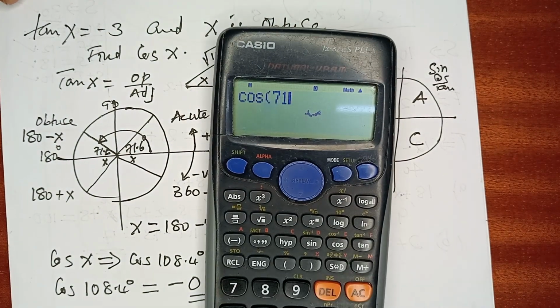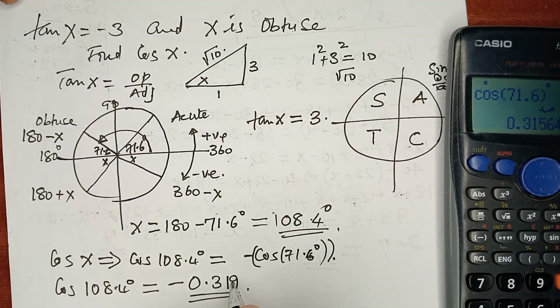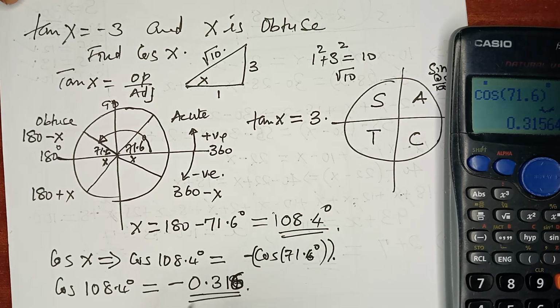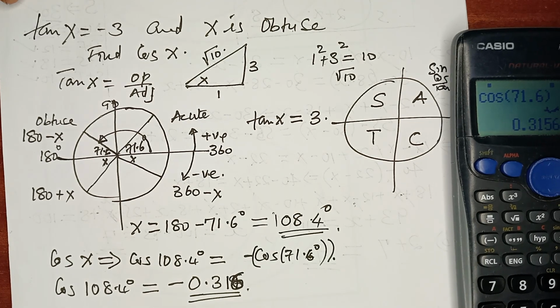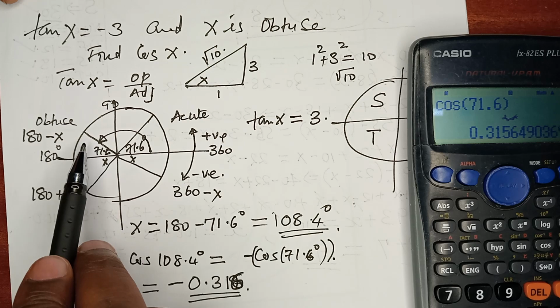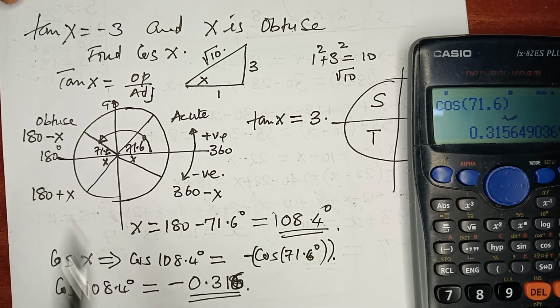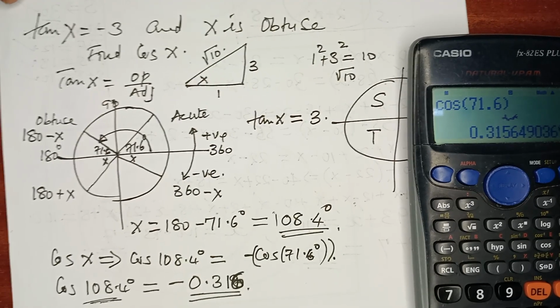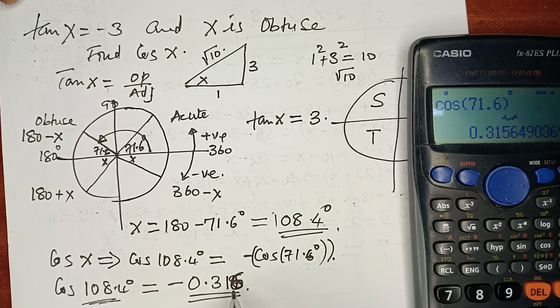The cosine of 71.6 is 0.316, let's say 316, and because it is in the second quadrant where only sine is positive, then cosine there has to be negative. It is now understood that you can go along and find the cosine of 71.6 degrees, but of course you realize it is in the second quadrant where cosine is negative. Or once you find the value of x, you can go directly and find the cosine of 108.4 degrees, which is still the same.